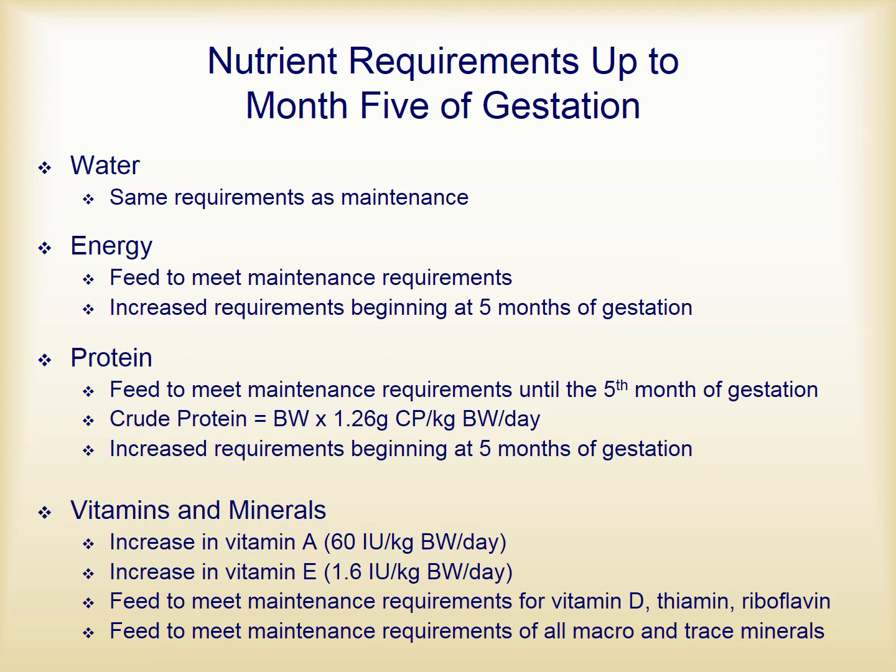So for energy, you'd use your maintenance energy equation. For protein, we're using the maintenance equation of protein for horses at average activity that was provided earlier in the lecture. The only two nutrients that do increase in early gestation are vitamin A and vitamin E, and the recommended NRC values are provided below. All other vitamins, as well as all other minerals, have the same requirements as maintenance.